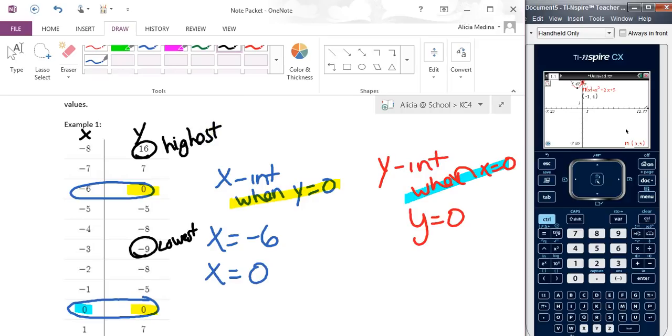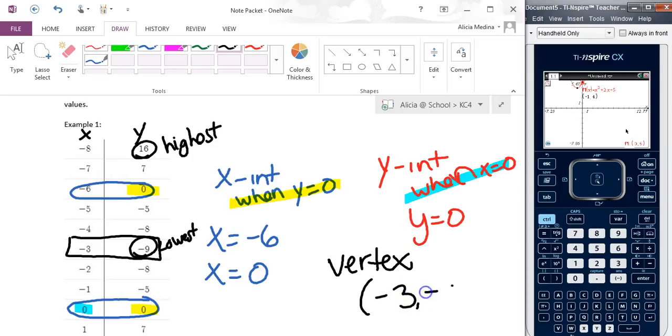Our vertex either has to be the highest or the lowest point, and it needs to be in the center of our table, right? Because we need to see that pattern of symmetry, and that comes from finding that value that's in the center of the table. So our vertex actually is going to be this point right here. So our vertex is going to be at point -3, -9.